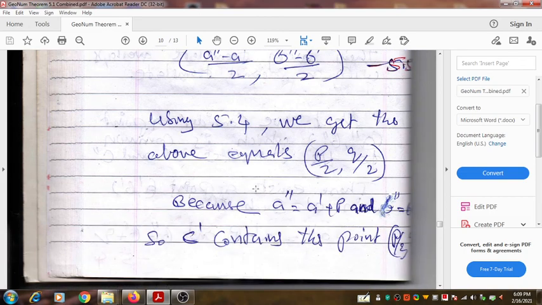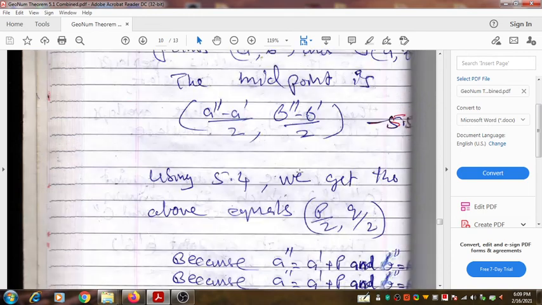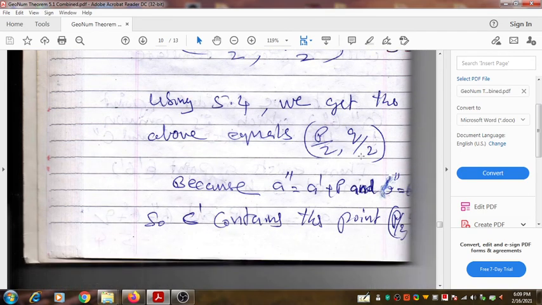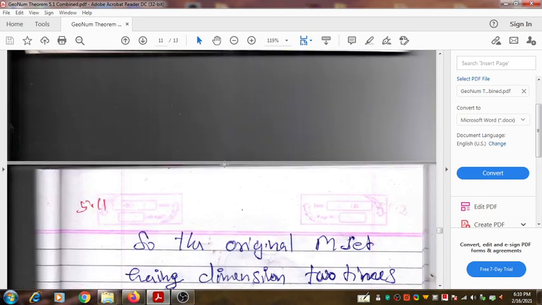And what is the consequence of this? We get that the point p by 2, q by 2 is in C prime, because this point is in C prime. Both points are actually the same point, but it has been given the new name p by 2, q by 2. We have identified it as p by 2, q by 2, and this point is in C prime. What is explained here is that p by 2, q by 2 is in C prime.